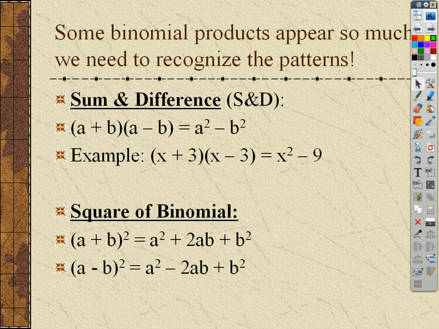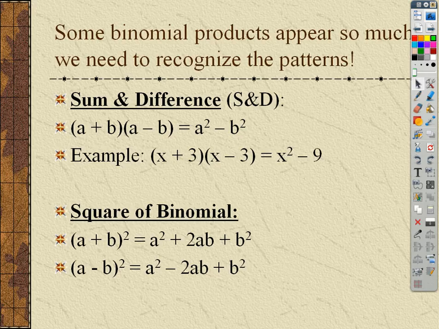That's probably pretty familiar. An example would be x plus 3 times x minus 3. That's a difference of sum and difference we're multiplying. We just get the first term x squared minus the last term squared, 9. Done. Okay, no big deal. That one probably looks very familiar.